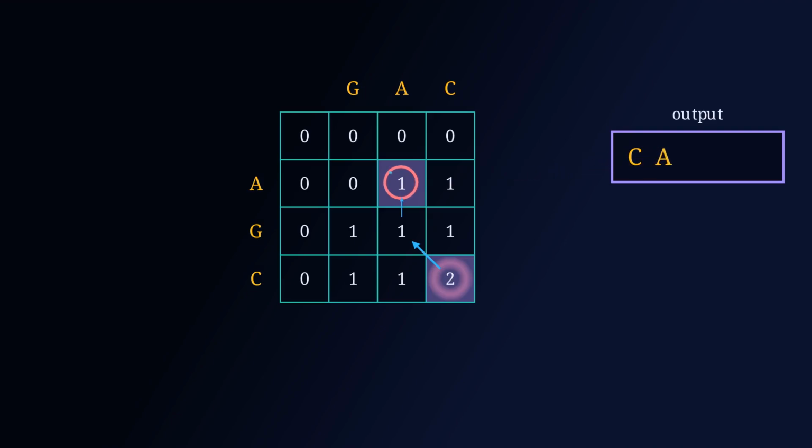We keep walking this trail of arrows, collecting a letter on every diagonal step, until we reach the zero border. Reading the collected letters in order gives us the actual longest common subsequence, not just its length but its very identity. The same grid that measured the overlap also remembered how to reconstruct it. Fill forward to find the answer, walk backward to recover it.